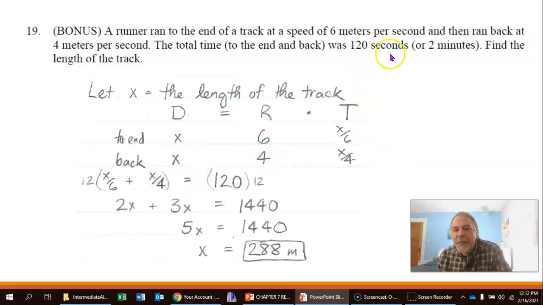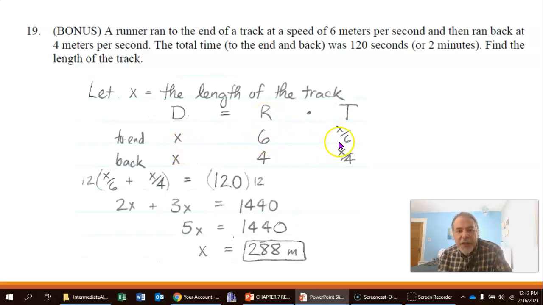We don't have a number for the time. We know it was a total of 120 seconds, but we don't know how many seconds the runner spent going to the end of the track, the first part of the journey, and how many were spent coming back. But once we have two of these filled in, we can use those to get the third. And here we have distance and rate, and so the time would be the distance divided by the rate of speed.